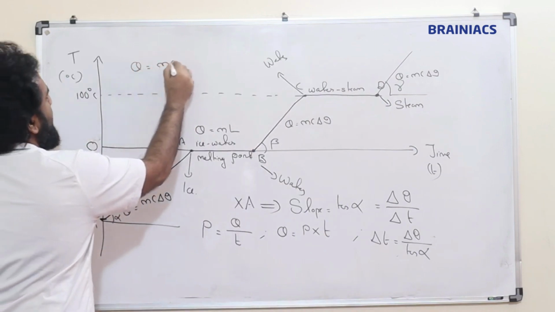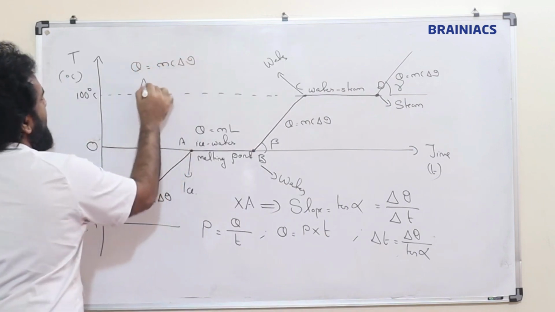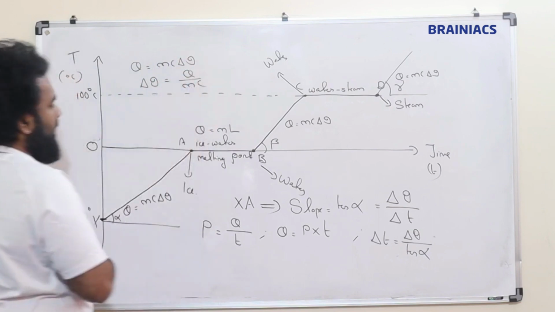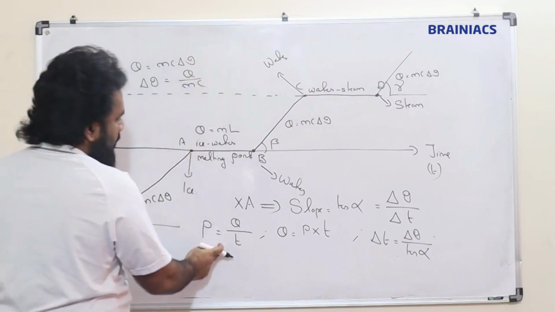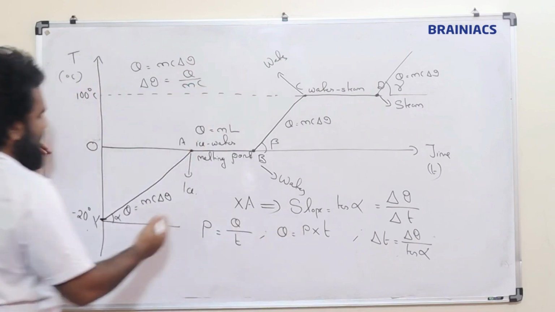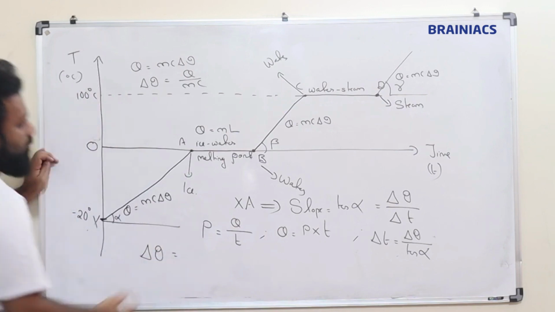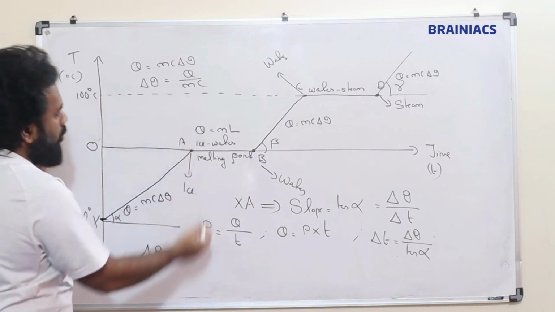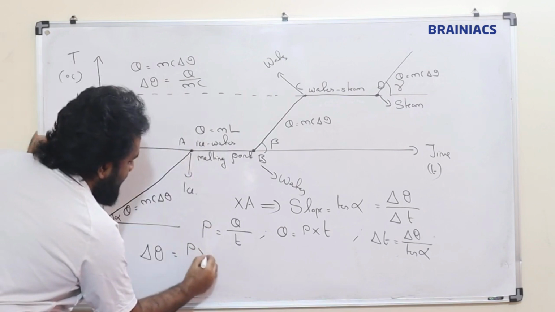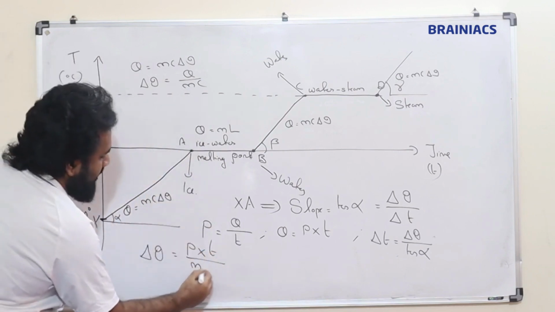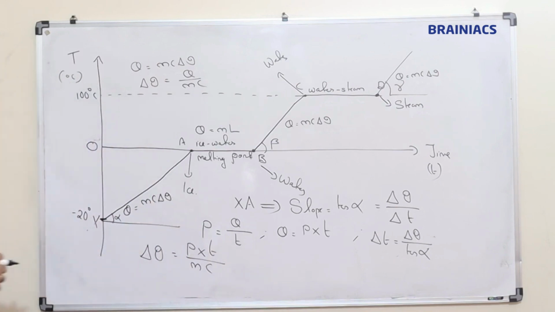Q is equal to mc delta theta. We can say delta theta is equal to q by mc. What about q? Q is actually p into t. So delta theta is equal to q by mc, which is p into t divided by mc.